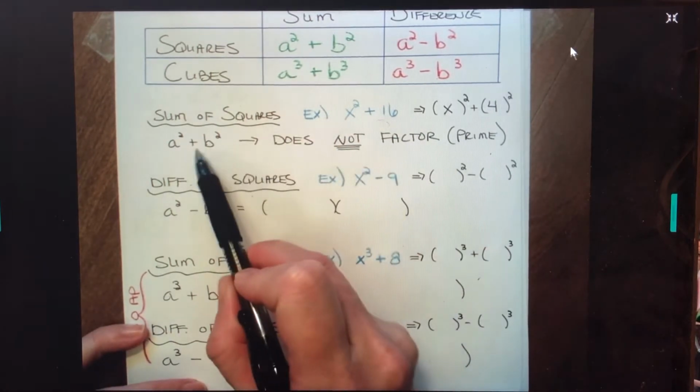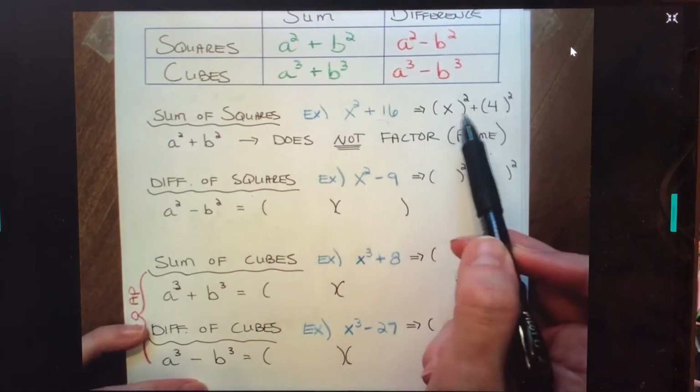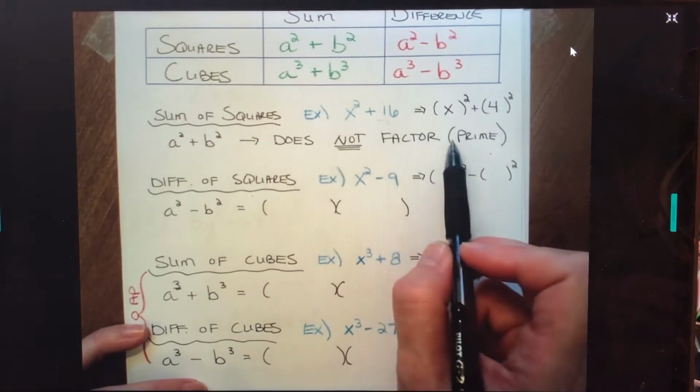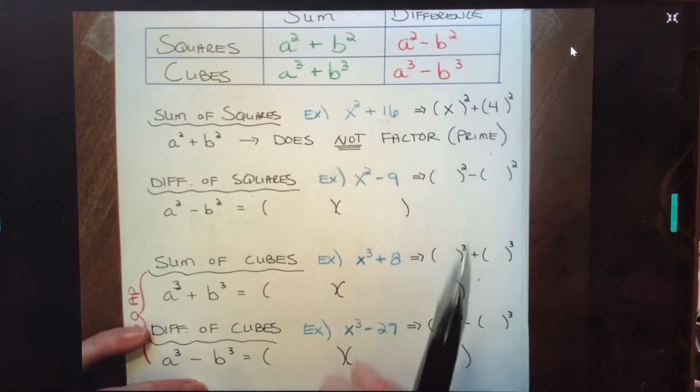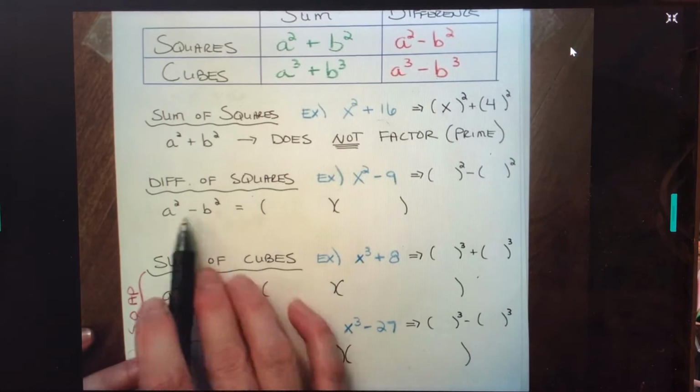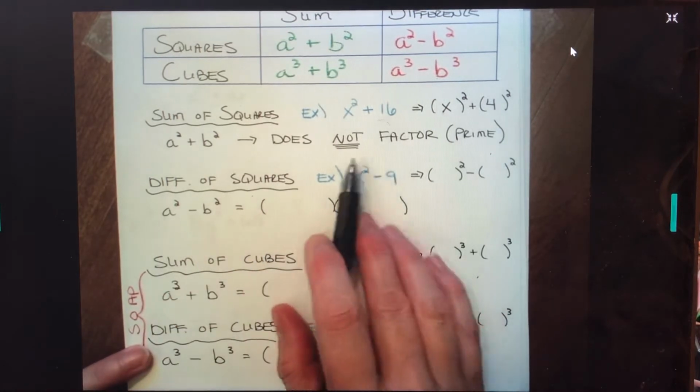But either way, this is the sum of squares, it doesn't factor. In other words, we may say that it's prime, that it does not factor. Okay, the second one, difference of squares. Here is an example of that.